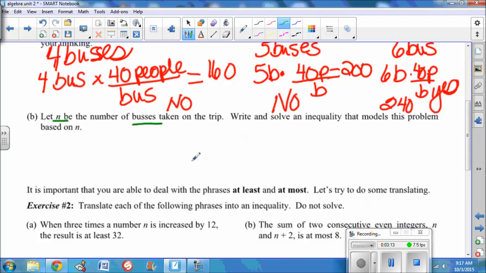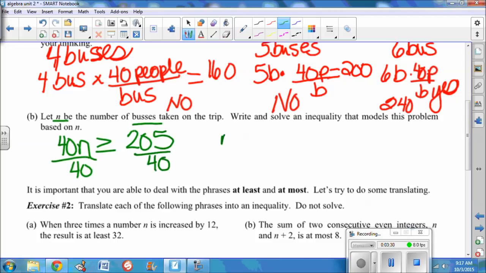Okay, so we know 40 people times the number of buses has to be greater than or equal to our 205, the number of people. So if we take that and we solve it, pretty simple, n is greater than or equal to, we end up with 5.125. So that looks at n has to be greater than this. So it's not possible for us to take 5 buses, and we can't take 0.125 of a bus. Think about the context of this problem.